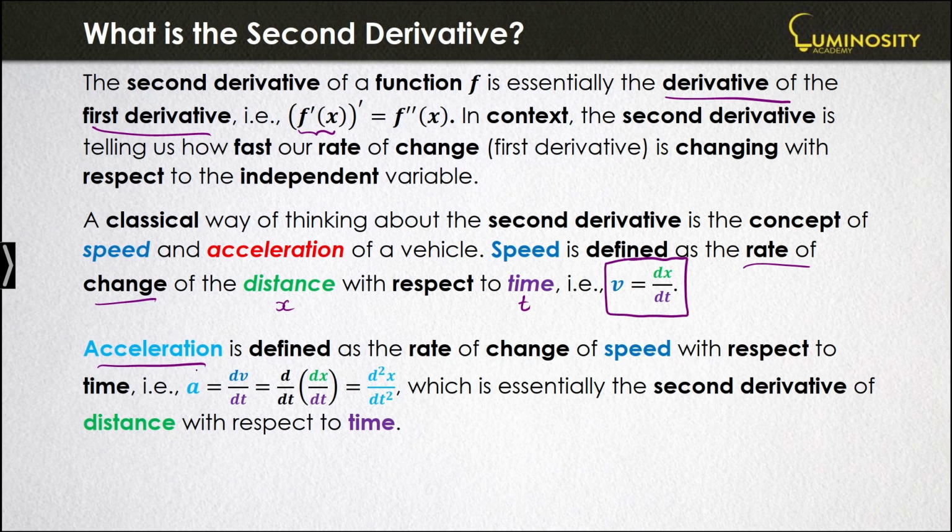So acceleration is defined as the derivative of your speed with respect to time, but we know that v, the speed, is already a derivative. It's the derivative of distance with respect to time. So you're applying another differential operator on a current derivative. You're taking a derivative of a derivative, which is the second derivative. So how fast you change twice in terms of your distance with respect to time is the acceleration. Essentially, acceleration is the second derivative of distance with respect to time. So that's a nice applied way of thinking about the second derivative.